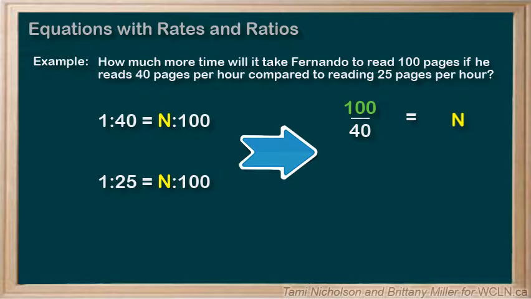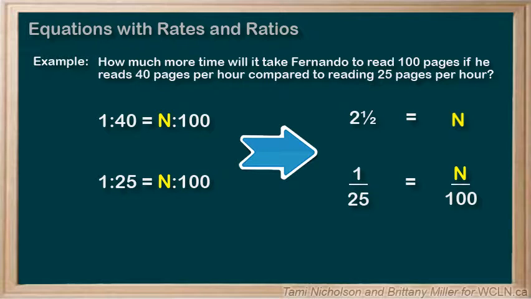100 divided by 40 equals n, so 40 can go into 100 2.5 times. n will equal 2.5. It would take 2.5 hours for Fernando to read 100 pages at a speed of 40 pages per hour. Now let's do the second one.